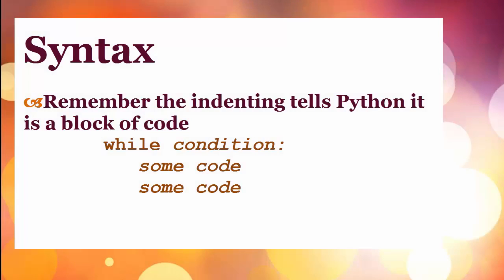The syntax of a loop in Python. Remember, much like the if structure, the indenting is what tells Python that it is a block of code. So the syntax will read while a certain condition, colon, and then your code underneath. Notice that the code underneath is indented. Once the code matches back up with the while statement, that tells Python that the loop is over.